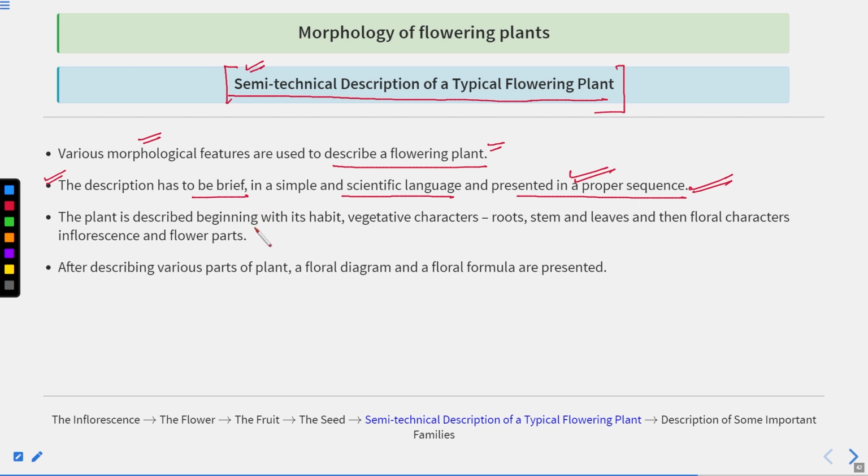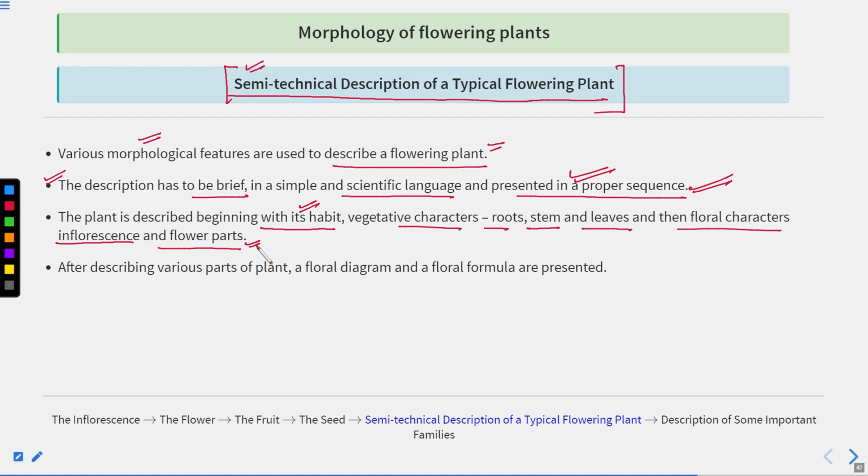The plant is described beginning with its habit. So first of all, you will talk about what is the plant habit, okay? And then you talk about its vegetative characters. What is the vegetative characters of the plant? You will talk about roots, then its stem, then its leaves, okay? And then the floral characters, inflorescence, and the floral parts as well.